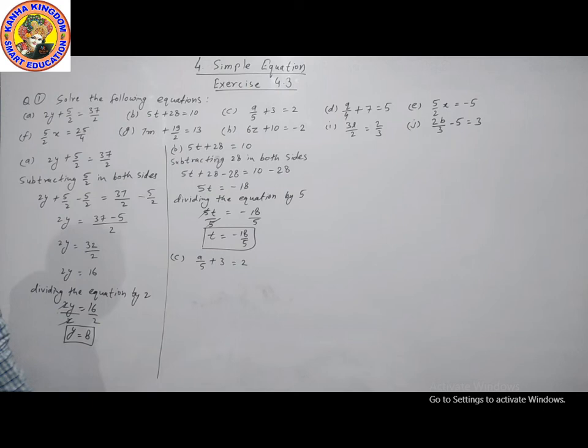This is our equation. Now minus 3 on both sides. Minus 3 and minus 3. 3 and 3 cancel. A upon 5. 2 minus 3, answer is minus 1. Now how to separate a? Here a is divided by 5, so we will multiply by 5.